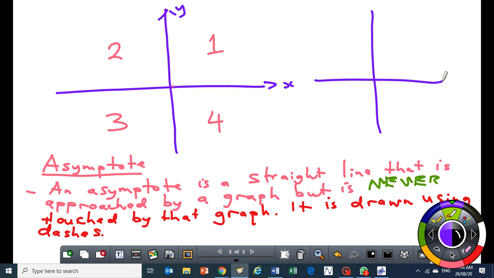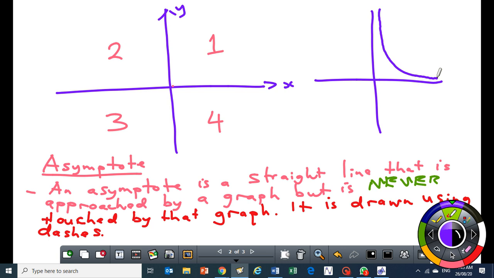If I want to draw a curve or a graph, if I draw it closer to the y-axis and closer to the x-axis like that, it means my two axes, that is the x-axis and the y-axis, are asymptotes. Which means they are both approached by the graph, but the graph will never touch them. So an asymptote is a straight line. It has got an equation. It is never touched by a graph, but it is approached as close as possible by the graph. The graph will get closer and closer to it, but it will never touch it.